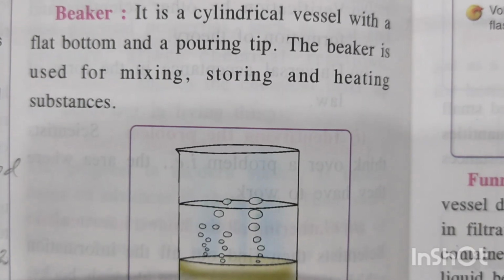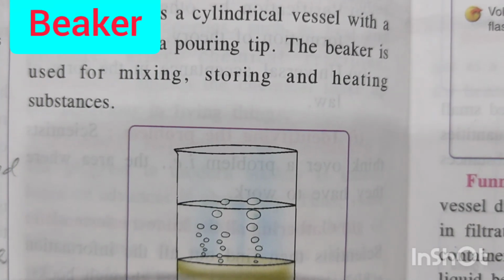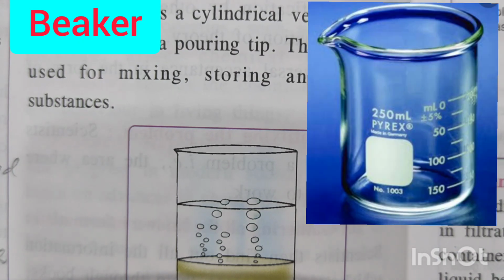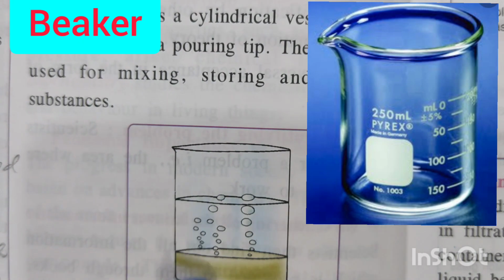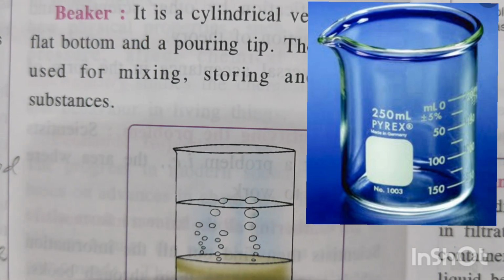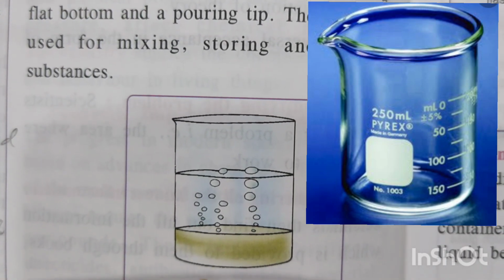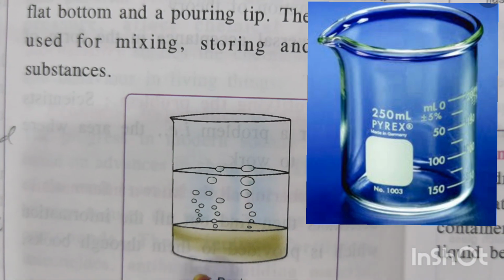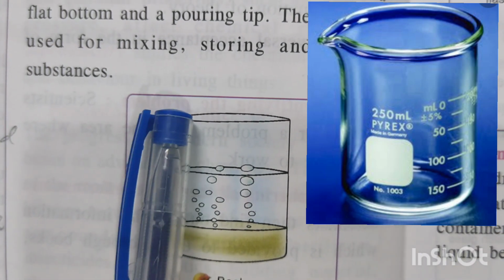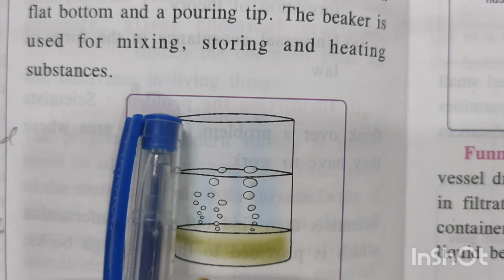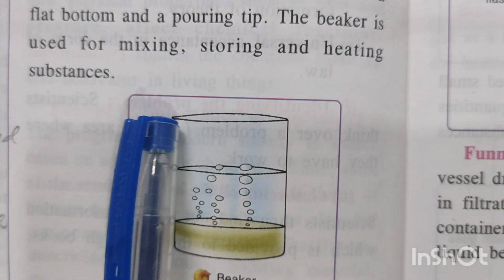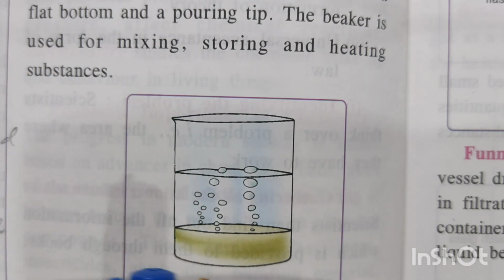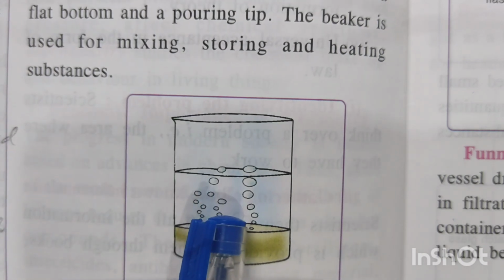Now the first apparatus we begin with is known as a beaker. Now, as you can see in the picture, children, it is a cylindrical vessel. It is a vessel with a flat bottom. The bottom of it is absolutely flat, as you can see in the picture, children. And then it has a pouring tip. Over here, a kind of a tip is made, a slight V, from which we can pour down whatever liquid is there inside a beaker.